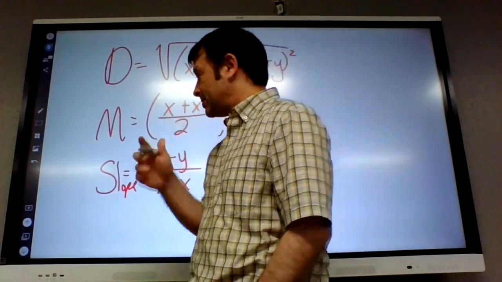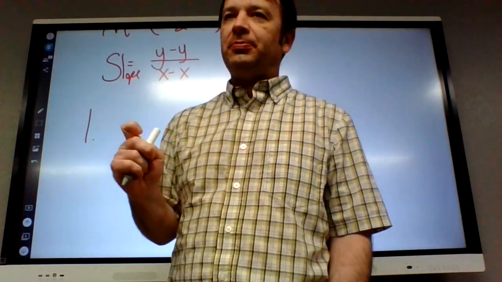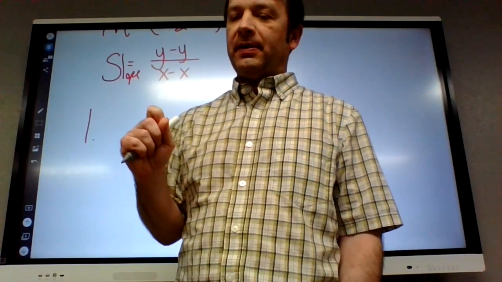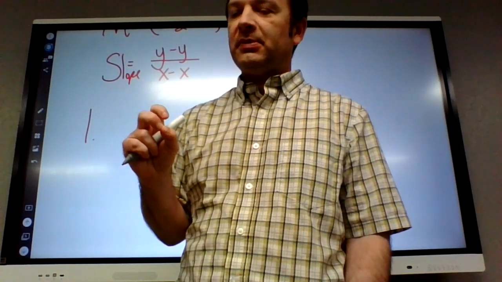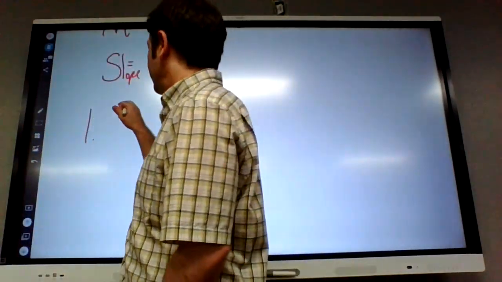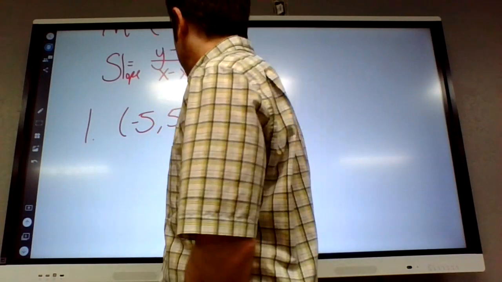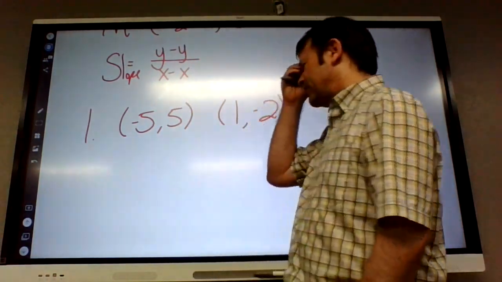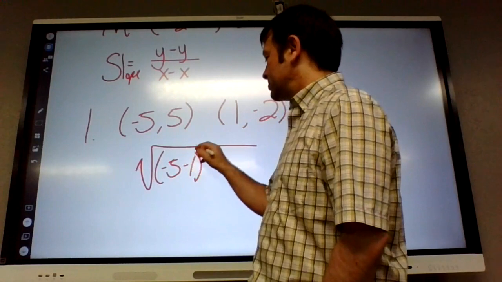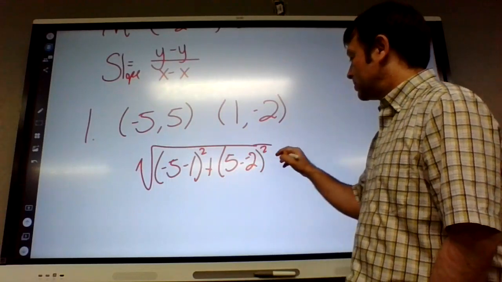So how can we find the distance on number 1? No, we're not doing the slope. What is that leftmost point? -5, 5. What's the rightmost point? 1, -2. Okay, so to find the distance, the length of that line, we could use the distance formula. So it's x minus x squared plus y minus y squared.